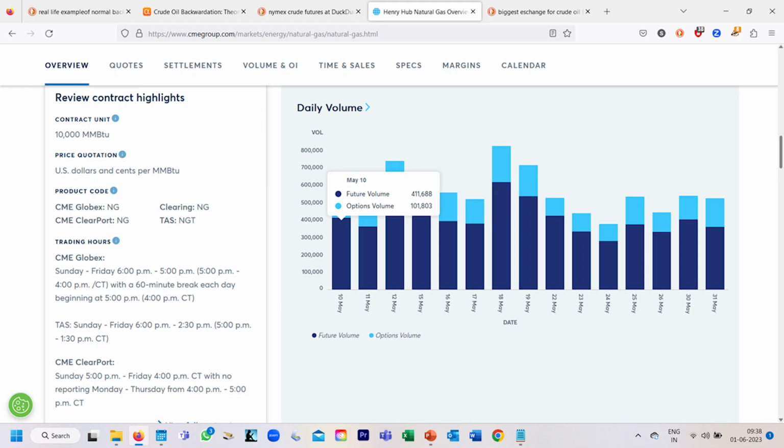So contract unit is 10,000 BTU. The price quotation is in US dollars and cents. There are different product codes for clearing and settlement. Trading hours and other details are given over here.